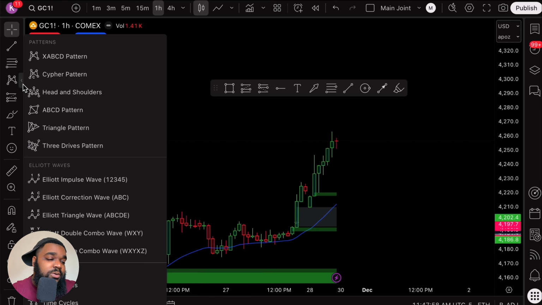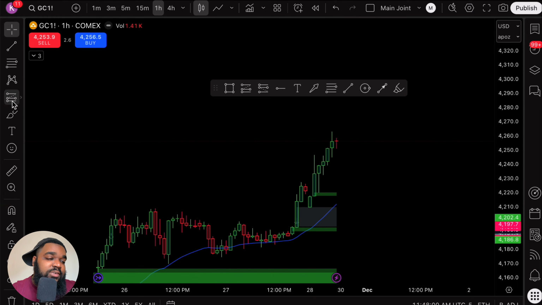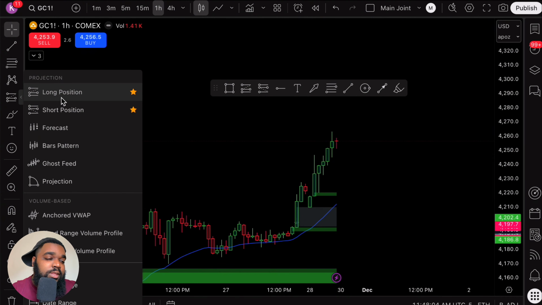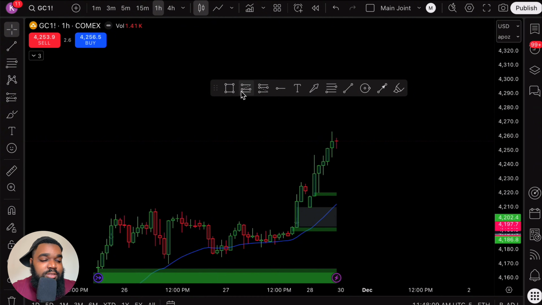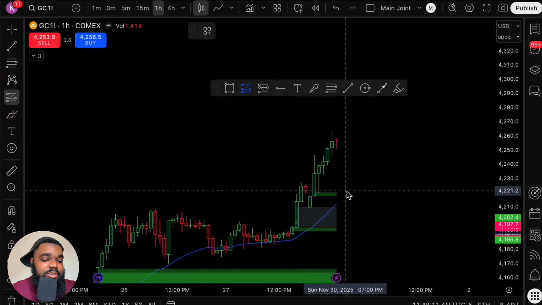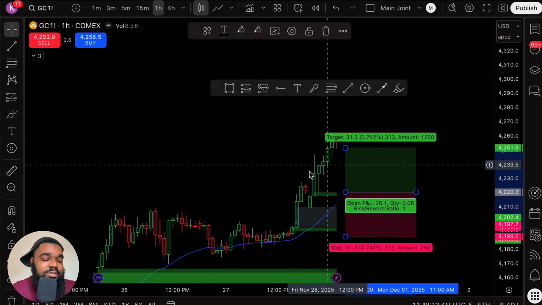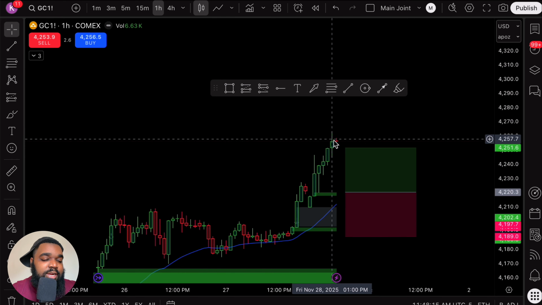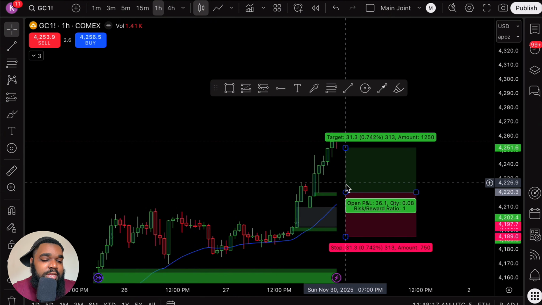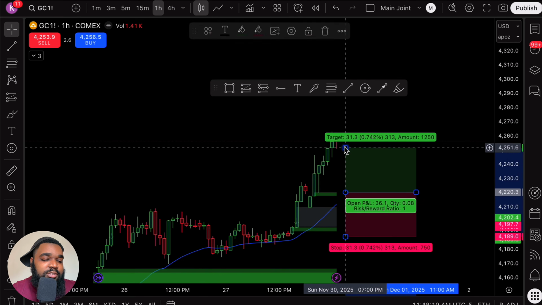You're going to go to this area right here. It's 1, 2, 3, 4, 5. It's the fifth one, projection, and you'll do long position, short position. So let's just say that I wanted to enter a trade right here. If price goes up right here and I see it might come back down right here, I want to place a trade right here.